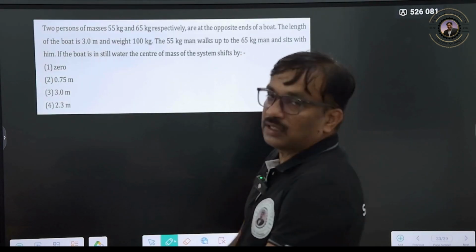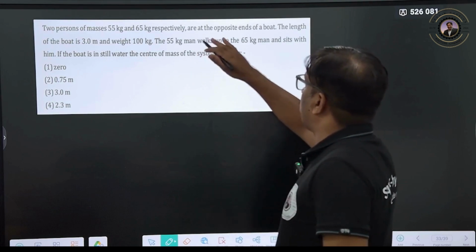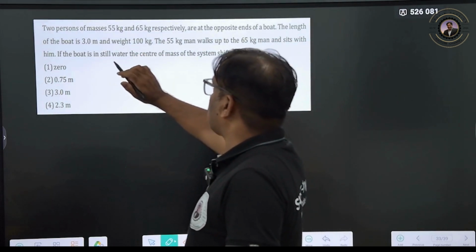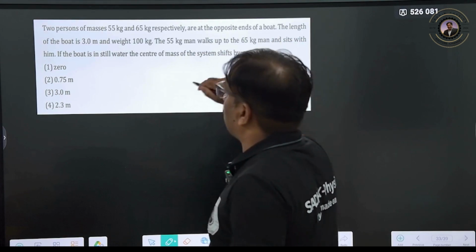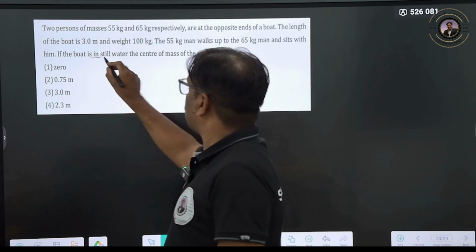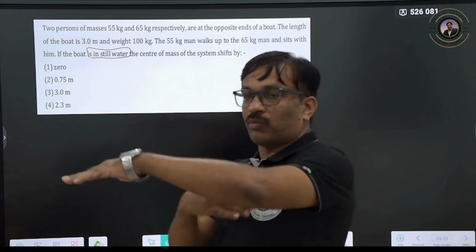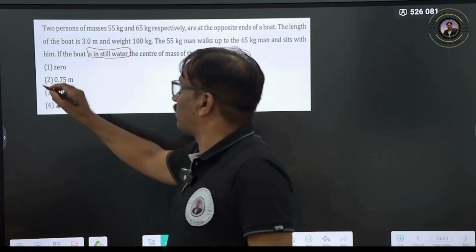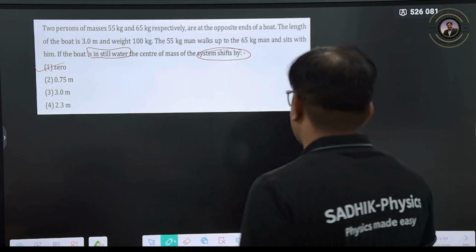Right, this is also one of your JEE Main or NEET questions. Two persons of mass 55 kg and 65 kg respectively are on the opposite ends of the boat. The length of the boat is 3 meters, weight is about 100 kg. The 55 kg man walks up to the 65 kg man and sits with him. If the boat is still in water, this is important. It is still in water. That means if they are going backward, the boat will go in the opposite direction. There is no shift in the center of mass, it is 0. You understand? It should be very clear.